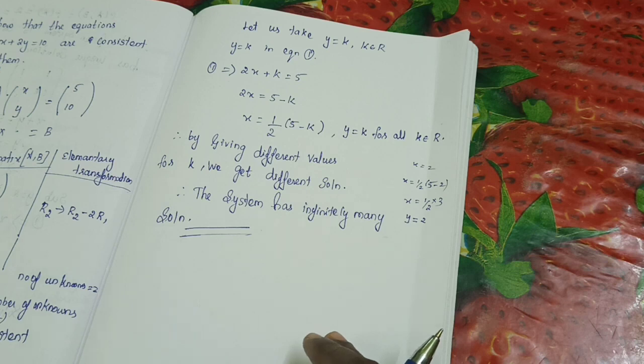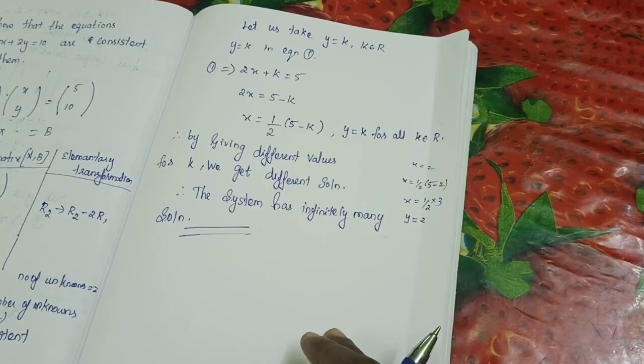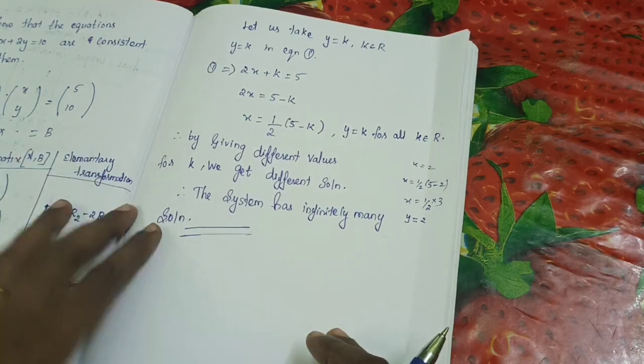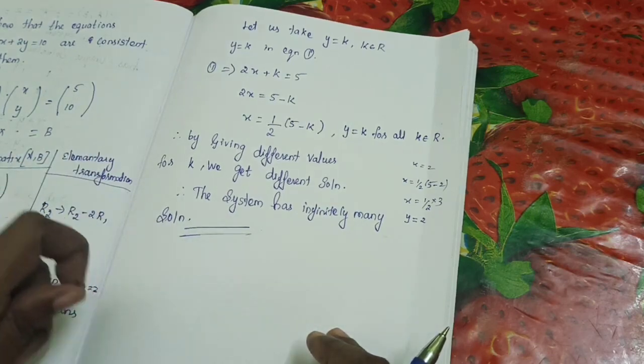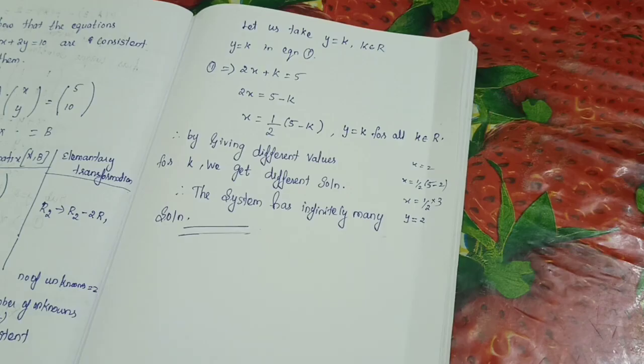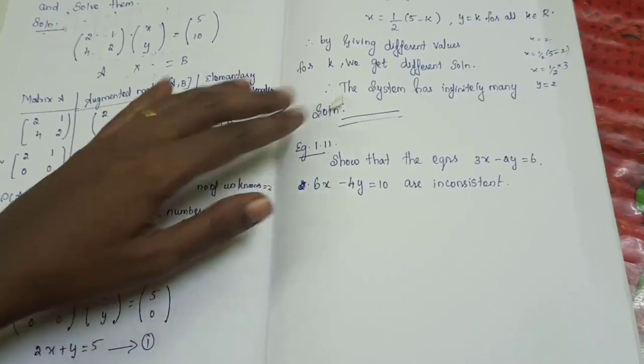So afterwards, how will we conclude the answer? But we don't know the correct solution. Infinitely many solutions. So when you put different values for k, we will get different solutions. Therefore, we will conclude the answer as: the system has infinitely many solutions. Understand? Okay. Let's move to the next.